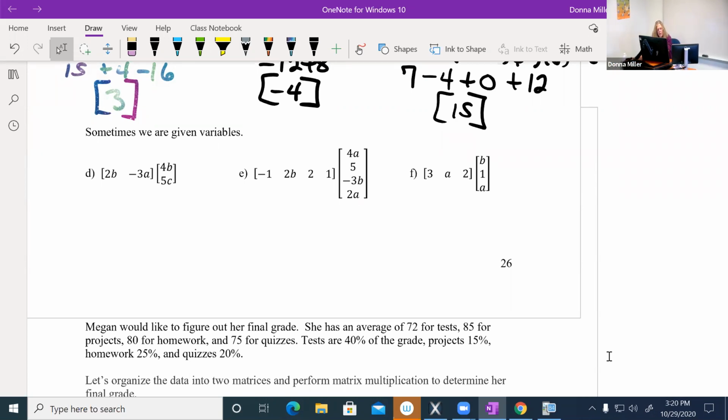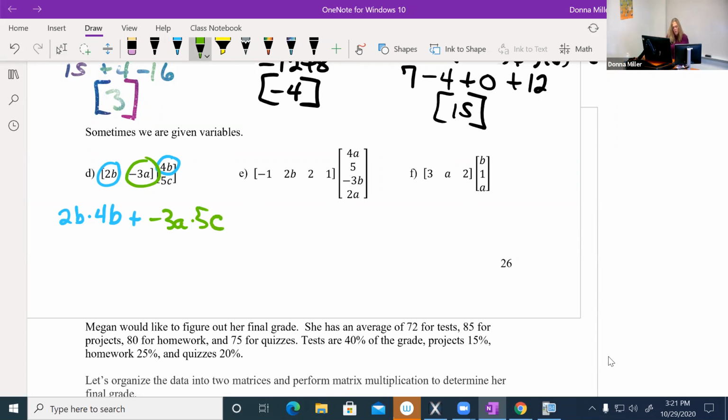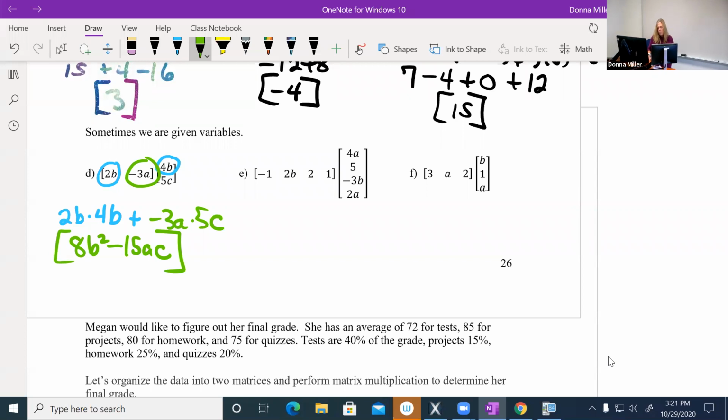It's row times column. So when I multiply this, I'm going to take first row, first column. So I'm going to do 2b times 4b. And then I'm going to do plus the second guys, negative 3a times 5c. All right, so if I multiply these together, I'm going to get 8b squared, and then minus 15ac. And it's a 1-by-1, so that's my matrix, okay? So I'm still just doing it across the row and down the column. Your calculator can't handle it, so this is the one you have to do by hand. All right, are we good?